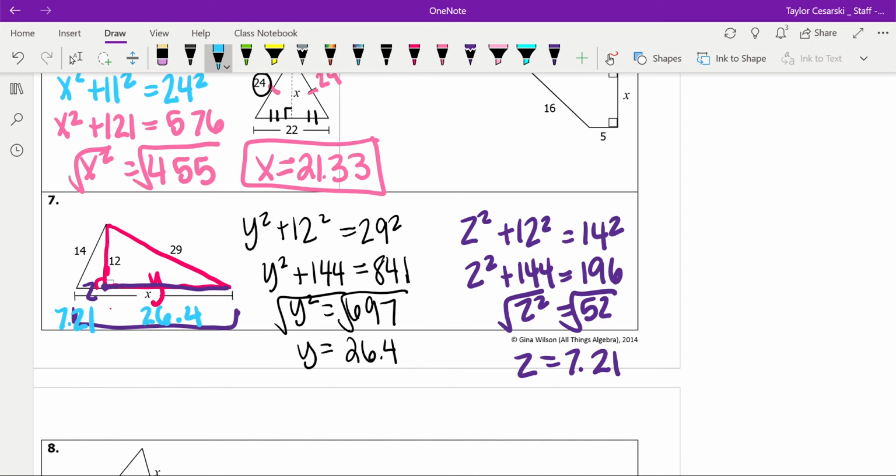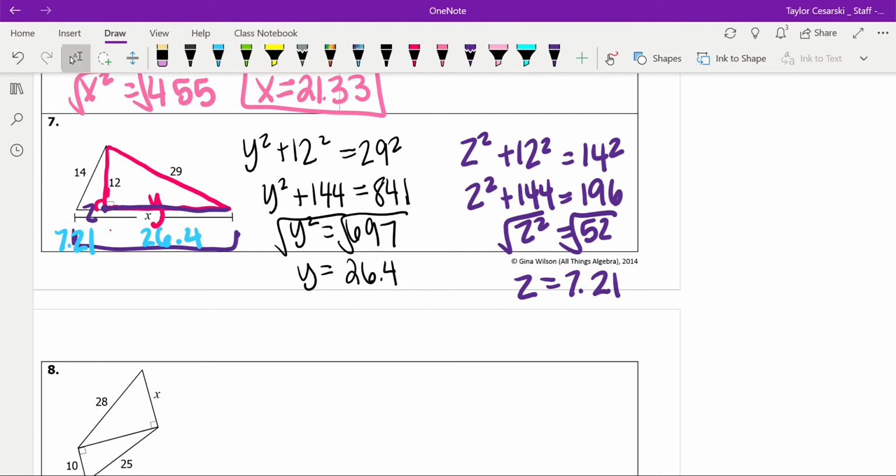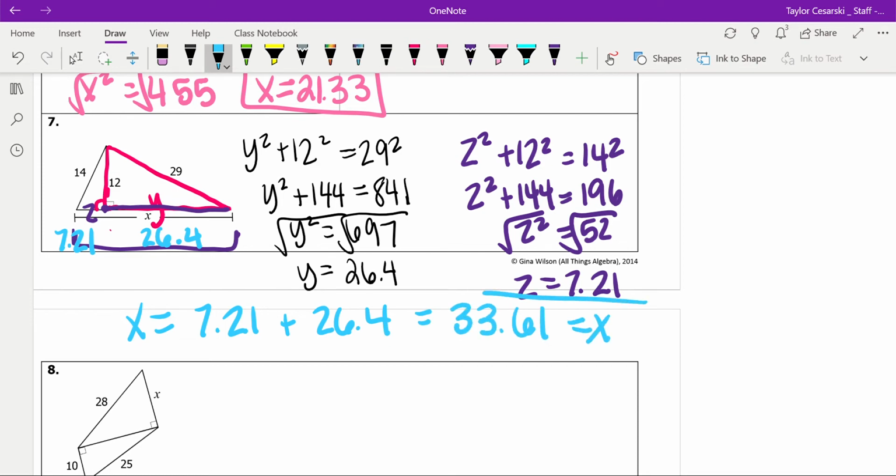So in order to find the whole length of x, all we're going to do is add them together. And therefore we're going to get 33.61. And that's your final answer.